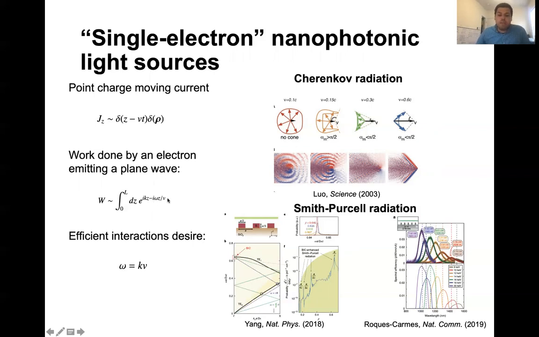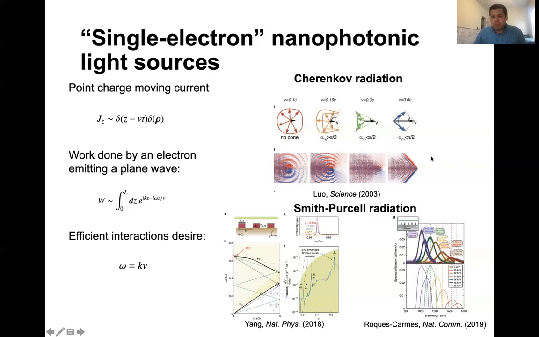And so if you want the energy in the field to grow linearly and not oscillate, then you want phase matching. You want the phase velocity of the photon, omega over k, to match the velocity of the electron v. And so examples of this are in Cherenkov radiation, where you have an electron moving faster than the speed of light in a homogeneous or homogenizable medium, which leads to a characteristic optical shock wave.